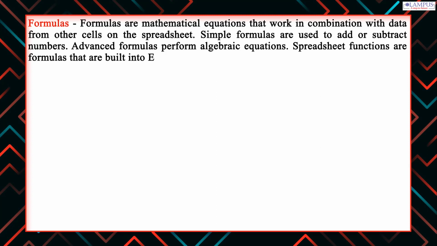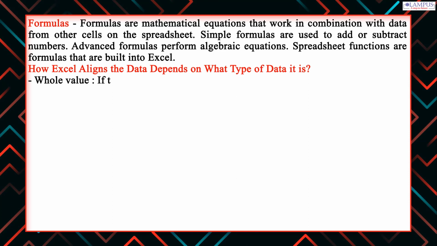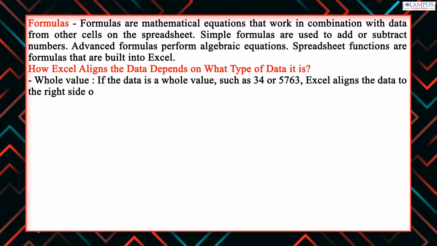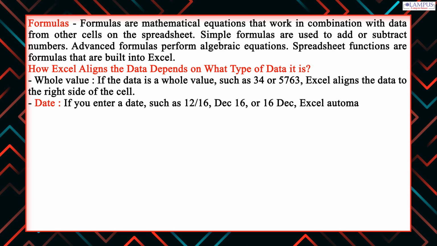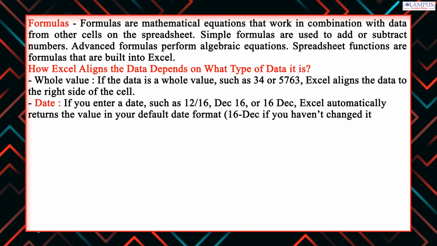How Excel aligns the data depends on what type of data it is. Whole value. If the data is a whole value, such as 34 or 5763, Excel aligns the data to the right side of the cell. Date. If you enter a date, such as 12/16, December 16th, or the 16th of December, Excel automatically returns the value in your default date format, 16-Dec if you haven't changed it, in the cell, but the formula bar displays December 16, 2018.